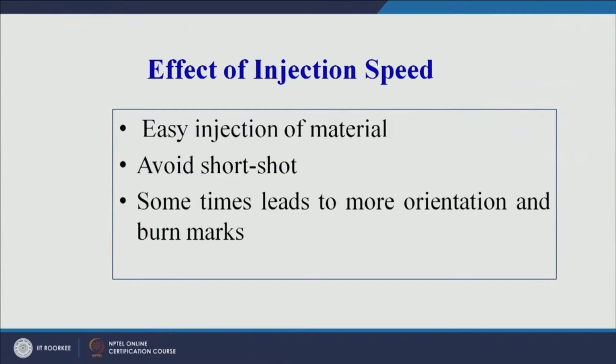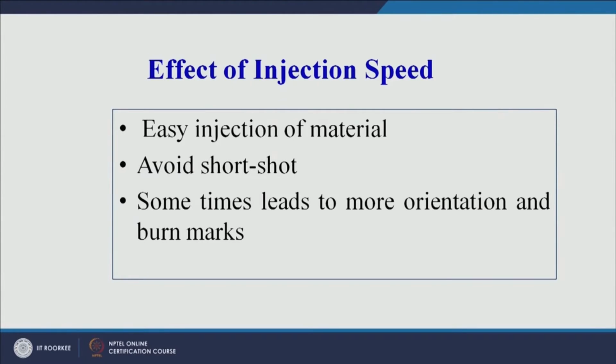Sometimes it leads to more orientation and burn marks. Now more orientation is related to the composite materials. When the fibers are also put in the hopper and we are making a short fiber reinforced polymer based composite, the orientation of the fibers plays a very important role in defining the properties of the composite, and if the injection speed is not optimal, we will not get proper orientation of these fibers, which may lead to a defective product, or we will get a product but the properties will not be as we are desiring, or the desirable properties. And sometimes the injection speed may also lead to burn marks in the final product.